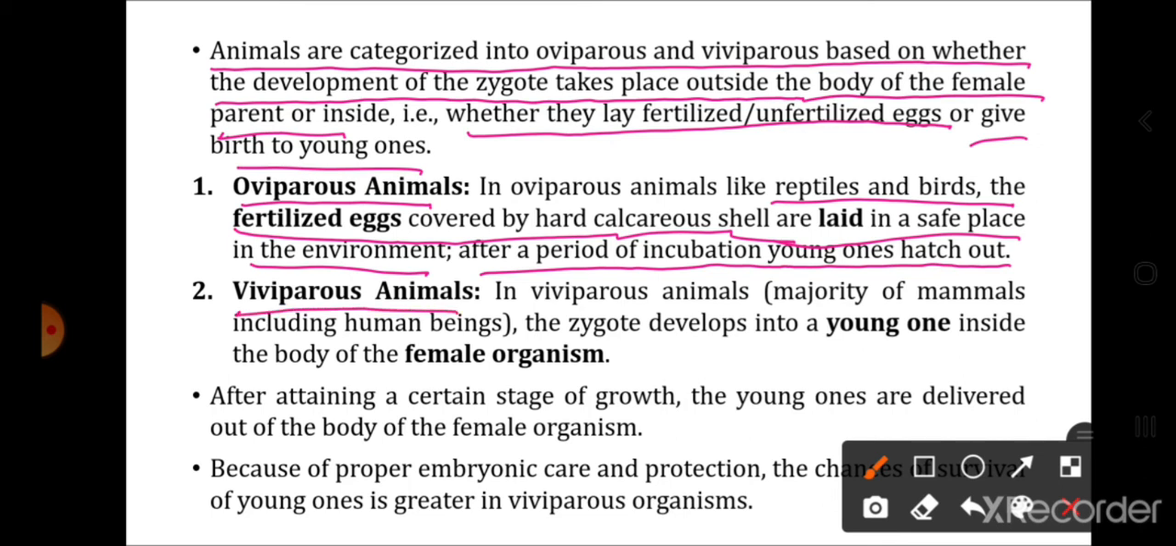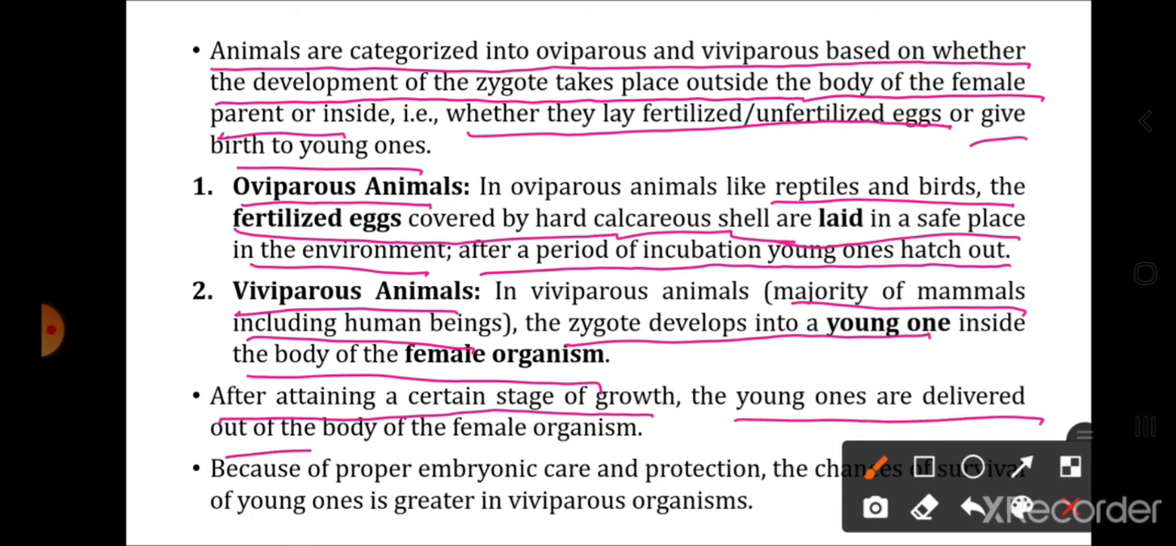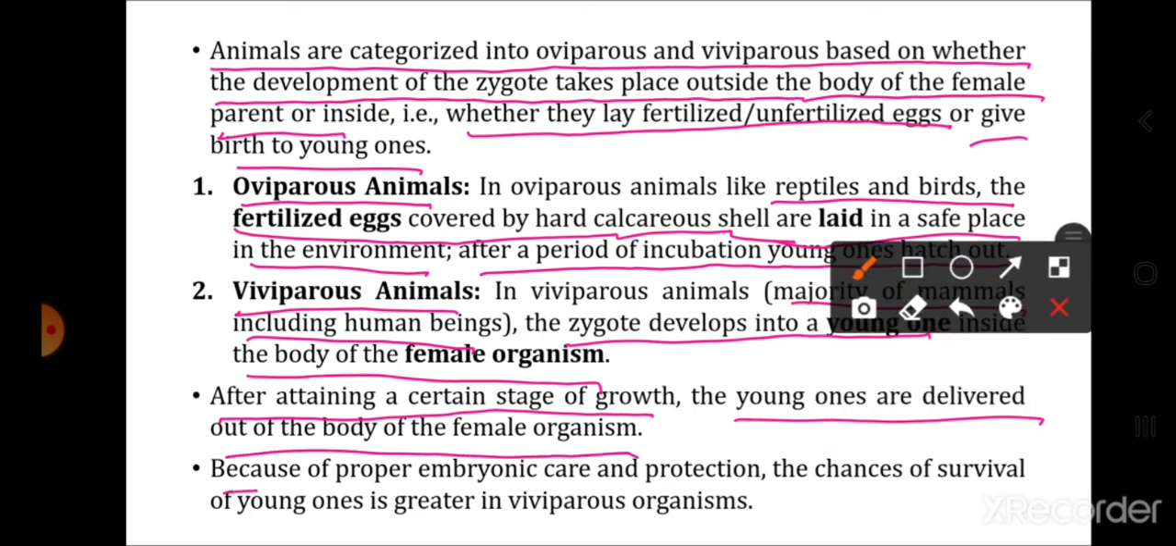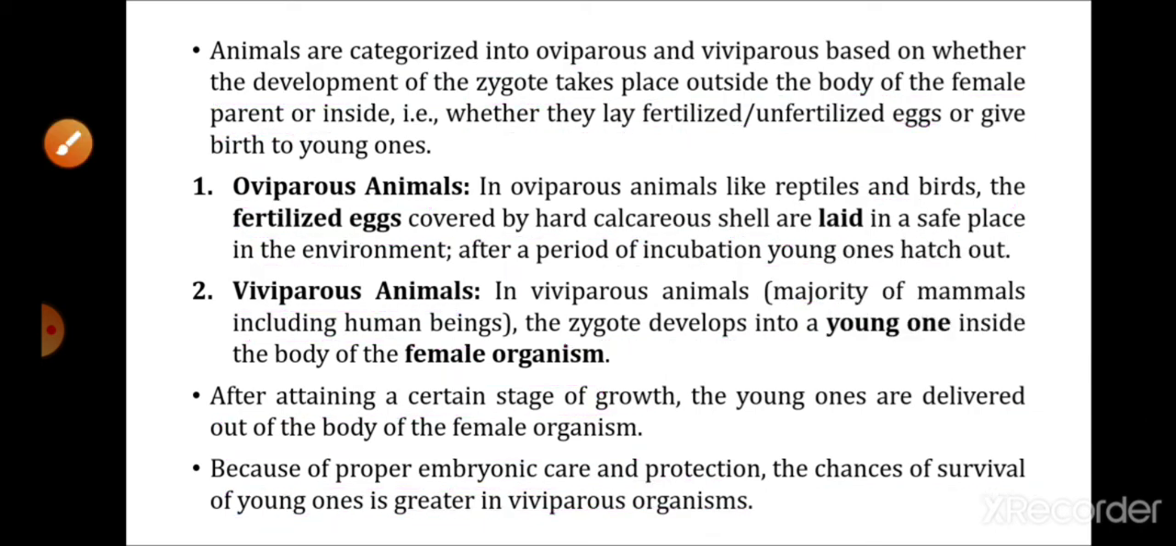Whereas in viviparous animals, like the majority of animals including mammals and humans, the zygote develops into a young one inside the body of the female organism. After attaining a certain stage of growth, the young ones are delivered outside the body of the female organism. Because of the proper embryonic care and protection, the chances of survival of the young one are greater in viviparous organisms. As the development of the zygote occurs outside in oviparous organisms, their survival chances are less. But in viviparous animals, proper embryonic care and protection is observed, and hence the chances of survival of the young one will be more in viviparous compared to oviparous animals.